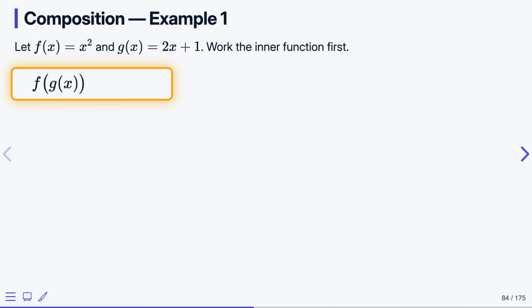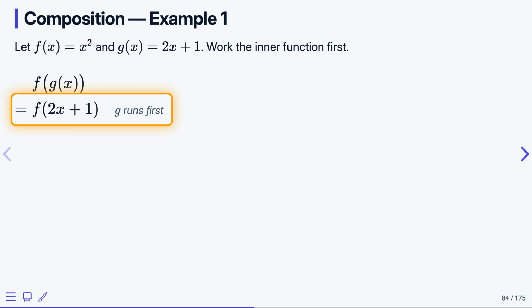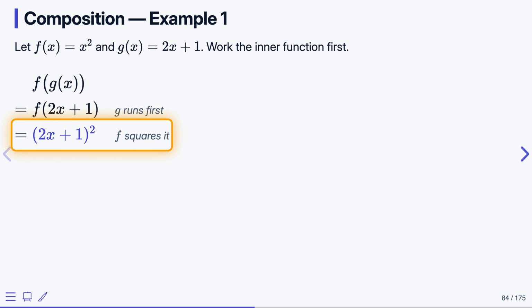Let us compute a composition with formulas. Take f of x equals x squared, and g of x equals 2x plus 1. We start on the left with f of g of x. Step 1. The inner function runs first, and g of x is 2x plus 1, so we have f of the quantity 2x plus 1. Step 2. Now apply f, which squares its input. We get the quantity 2x plus 1 all squared.